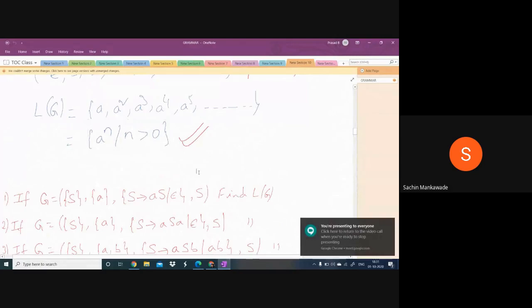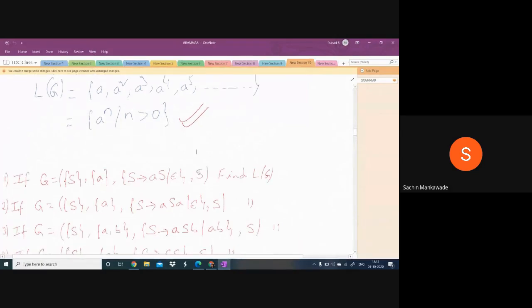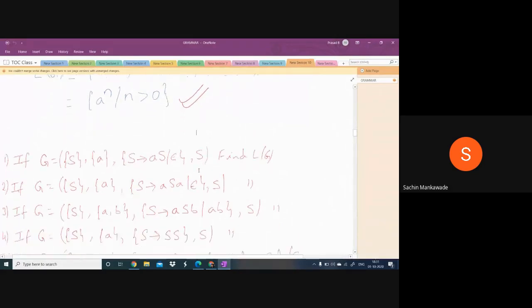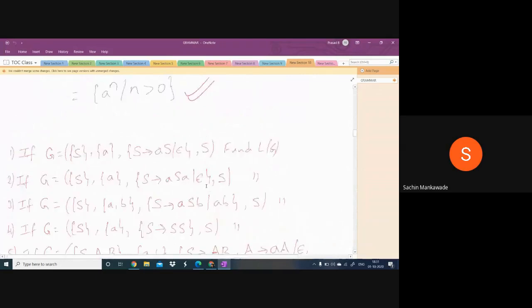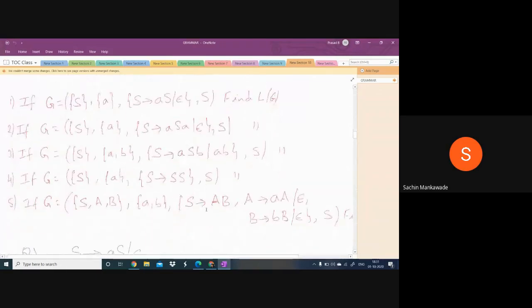Because for all languages you cannot represent A star, A plus like that. That is only possible for a regular language. A power n, and n is greater than or equal to 0. Very good. That's good. Guys, listen.